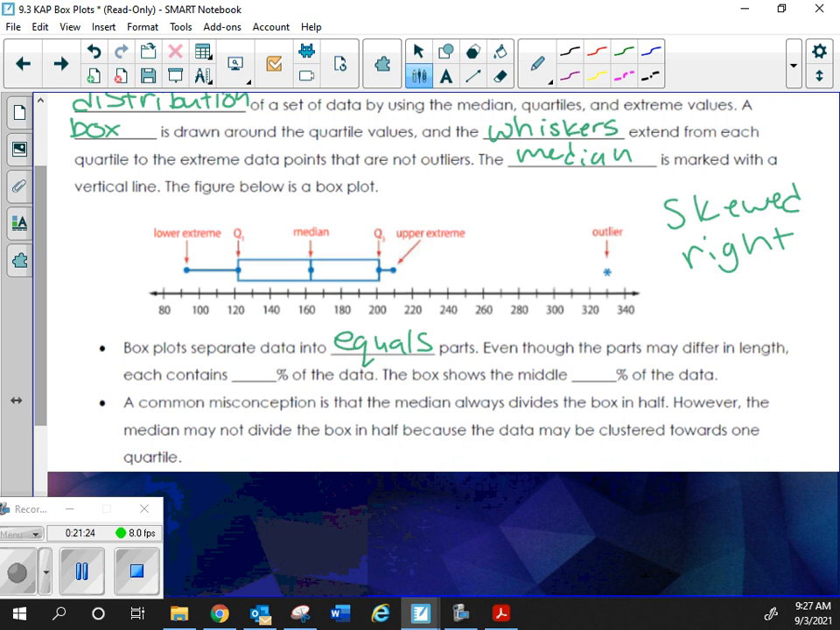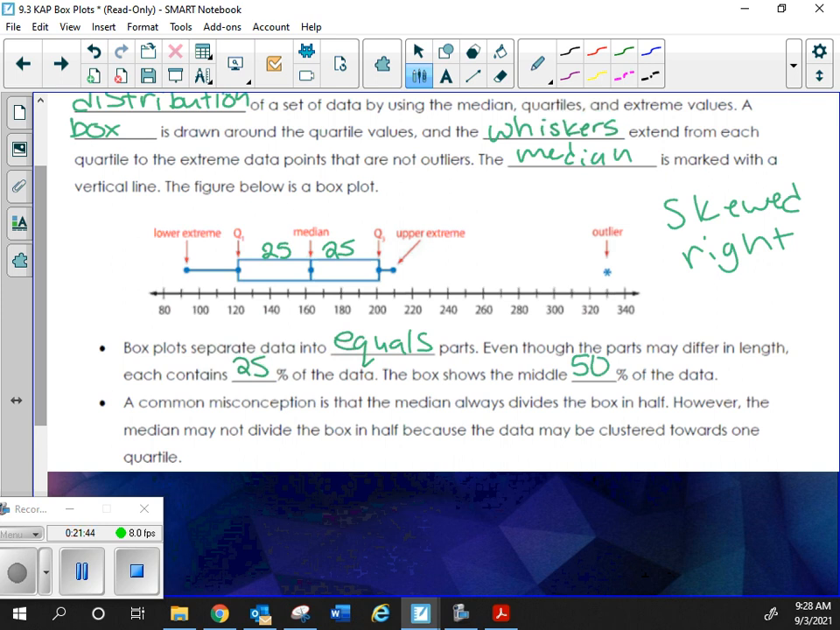Even though the parts may differ in length, each contains 25% of the data. The box plot shows the middle. The box would show the middle. It would be 25 and 25, so that's the middle 50% of the data.